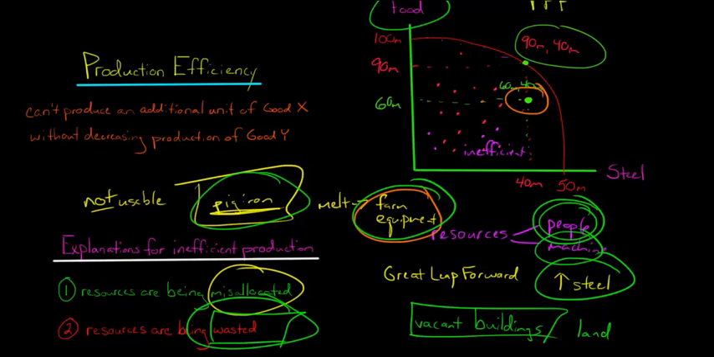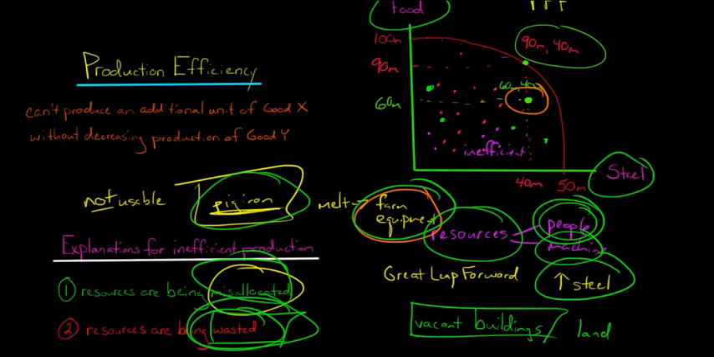So you end up at some point inside the PPF where, theoretically, based on the resources you have, you could actually get to a point on that PPF without giving up any steel. You could actually get more food, or vice versa. But because resources are being wasted, not all the resources are being used, or they're not being put to their best use in terms of misallocation, you can end up with one of these inefficient levels of production.